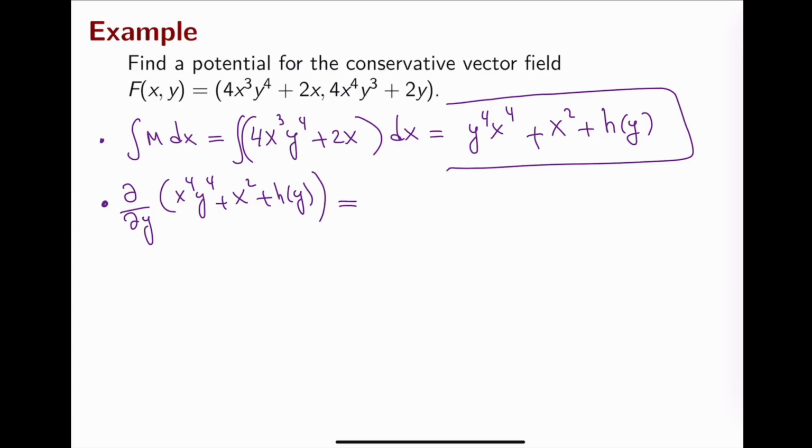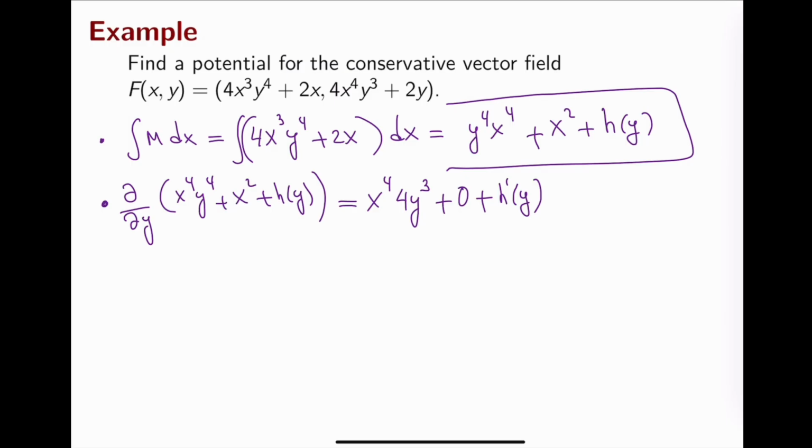So let's calculate the derivative of this function with respect to y. Now x is going to be considered constant. So this is x to the 4, a constant that goes out. And let's do the derivative of y to the fourth power, which is 4y cubed, plus the derivative of x squared. Well, x squared is a constant with respect to y, so this is 0. And plus the derivative of this with respect to y, which is just the derivative of this function.